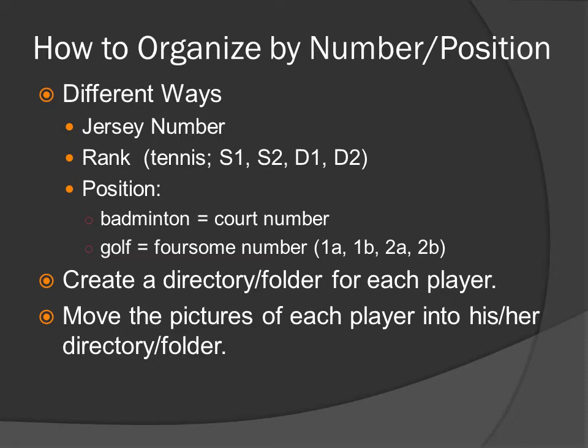Golf, I group by foursome number. So like 1A is the first foursome, player A. 1B is first foursome player B. 2A is second foursome player A. 2B is second foursome player B.